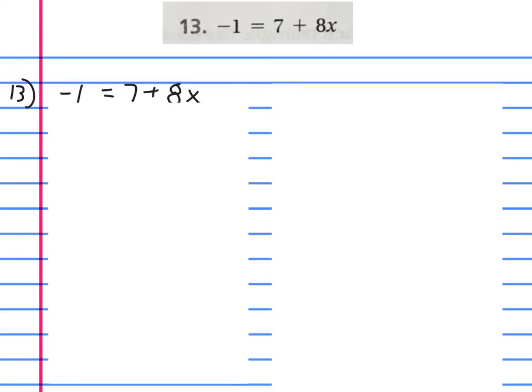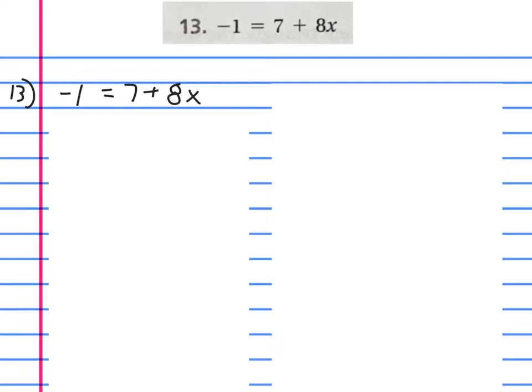Okay, so here for number 13, we first write the original equation: -1 equals 7 plus 8x. And we're undoing order of operations to isolate the variable. So the first thing we want to do is what happened last. If we had this number, first you would multiply and then you would add.